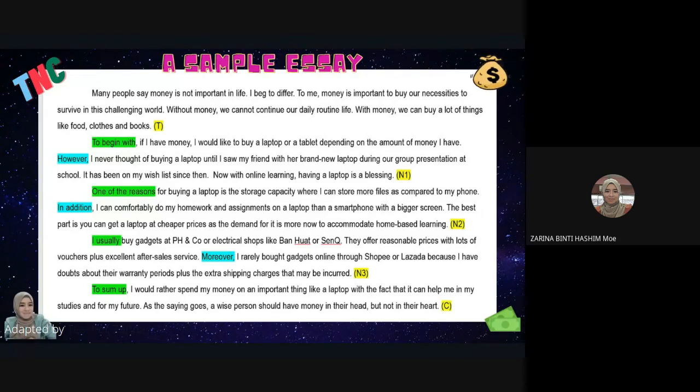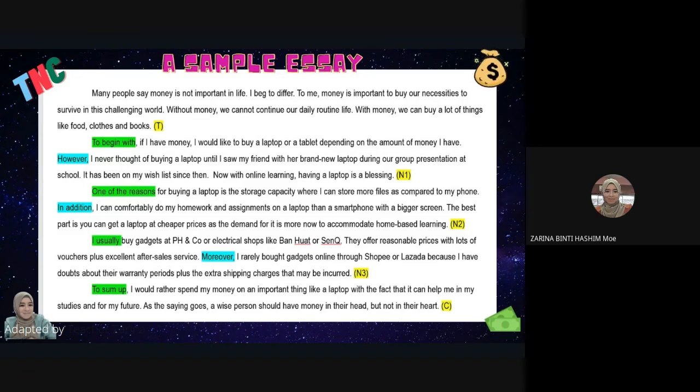Last paragraph is your conclusion. You can either say in conclusion or to sum up. I would rather spend my money on an important thing. Just write back what you want to buy with your money. So I would rather spend my money on an important thing like a laptop. You just tell that you want to buy a laptop because it can help me in my studies and for my future. So you tell again why you want to buy a laptop here.